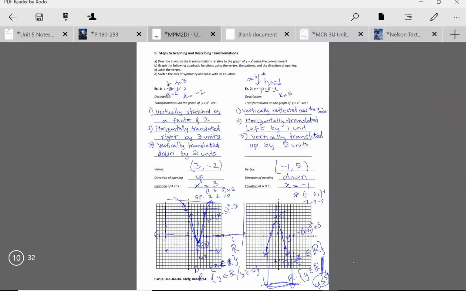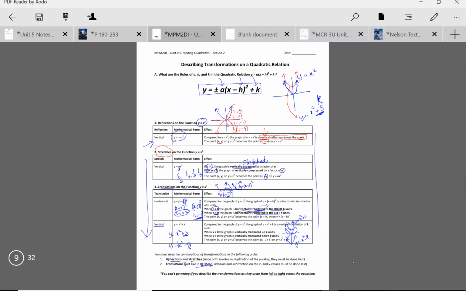Hopefully transformations are okay. As we see, it's not really too complicated as long as we know our h value, a value, and k value, and you just have to remember these things that we've talked about. You just have to remember this table, essentially, and as long as you remember that table, you're pretty solid.